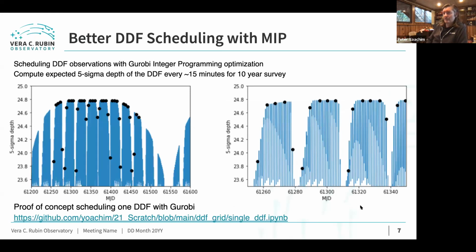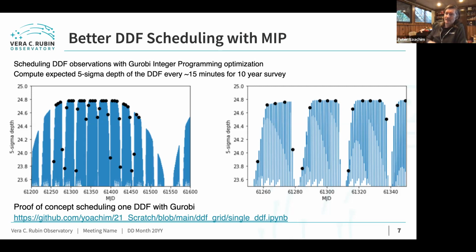And so these are recycled slides from yesterday. I've started working with the Jarobi optimizer, and you can see here the 5 sigma depth as a function of time for one of the deep drilling fields, and then the points are where Jarobi says these would be good times to execute the deep drilling field. I told Jarobi, okay, there's a depth limit, air mass limit, and I want to keep some downtime limits, and I want to keep the observations as uniform as possible with those constraints. And you can see it does a pretty good job.